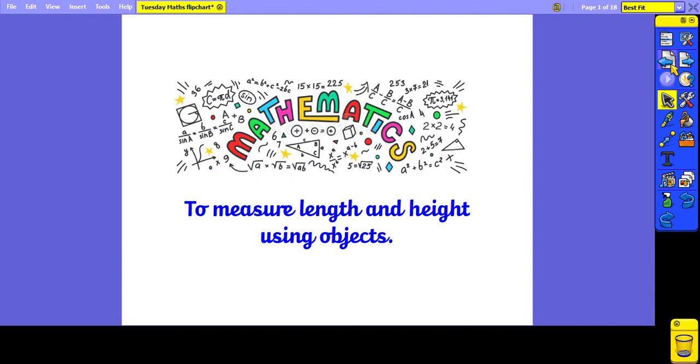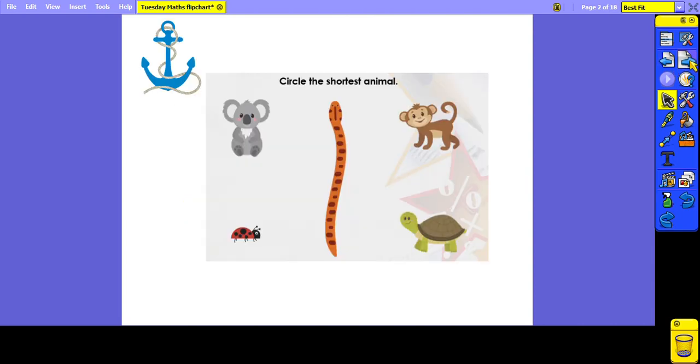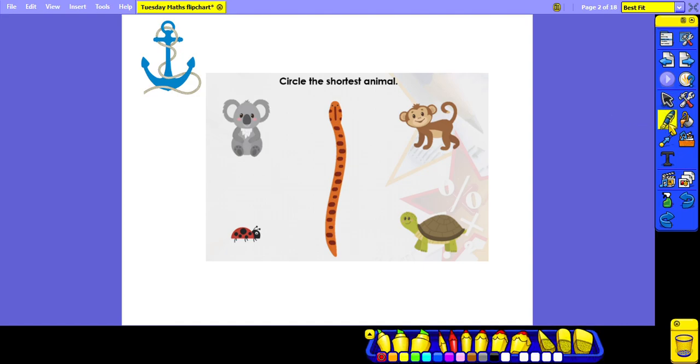For today's maths lesson, you are learning to measure length and height using objects. For your anchor, I would like you to circle the shortest animal. Pause the video now and have a go.